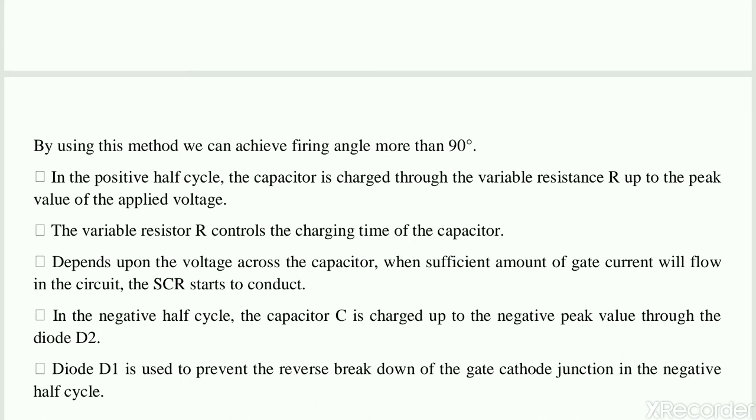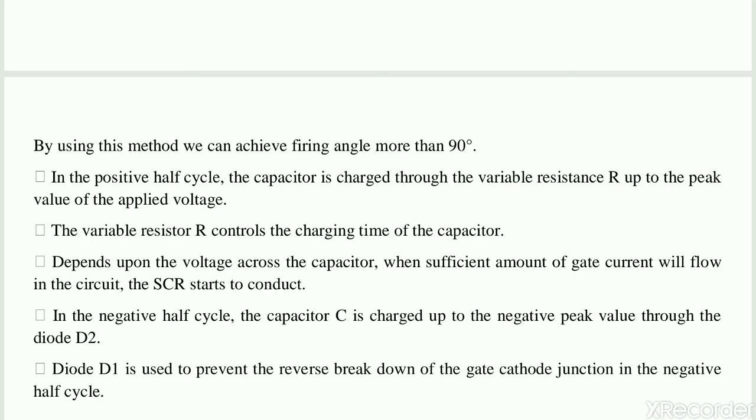starts to conduct. In the negative half cycle, the capacitor C is charged up to the negative peak value through the diode D2. The diode D1 is used to prevent the reverse breakdown of the gate cathode junction in the negative half cycle. So ultimately the main function of this capacitor is to trigger the SCR. But the charging level of this capacitor is determined by the variable resistor R.